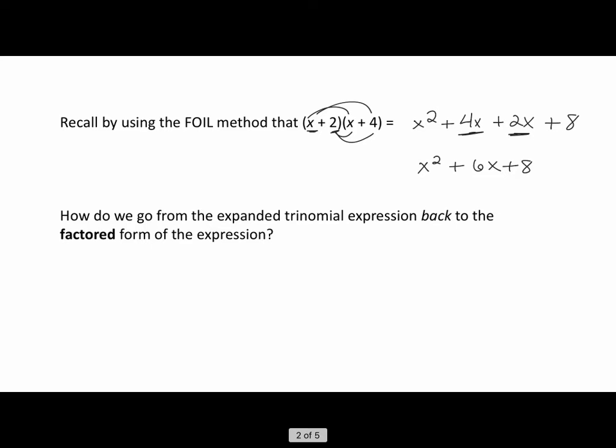So how do we go from this trinomial factored back to the factored form of this expression? If you think about the pattern that we have for multiplying, it makes that a little easier.